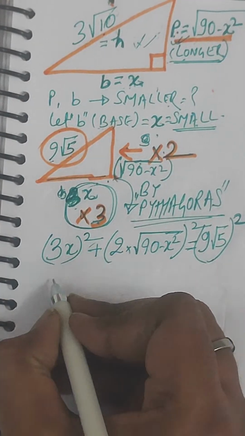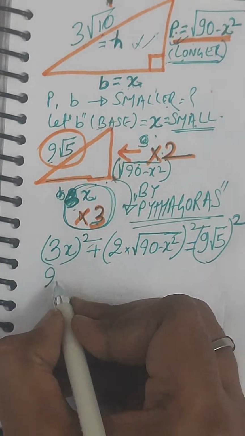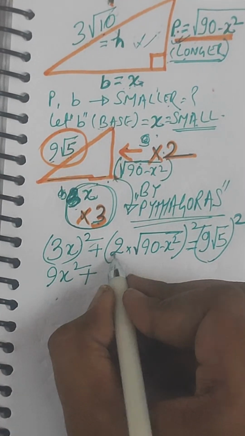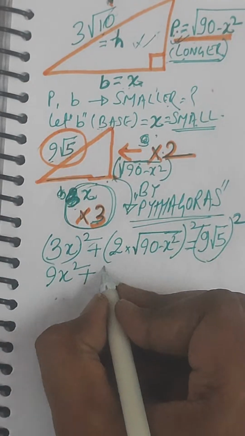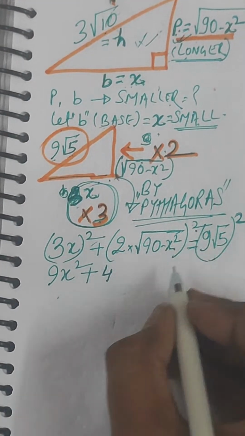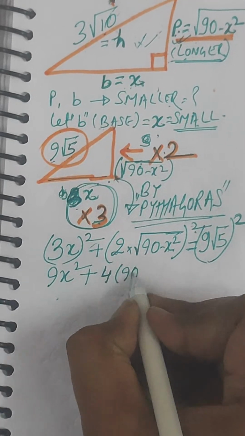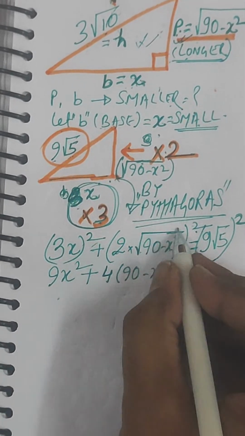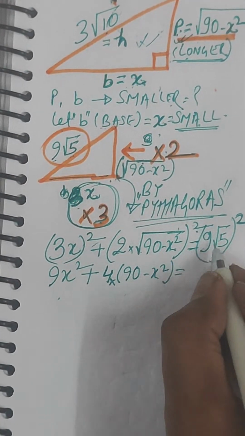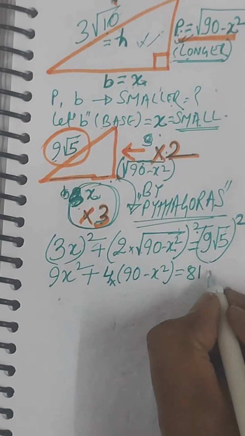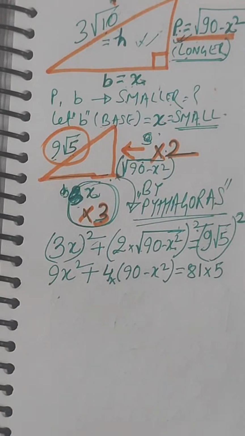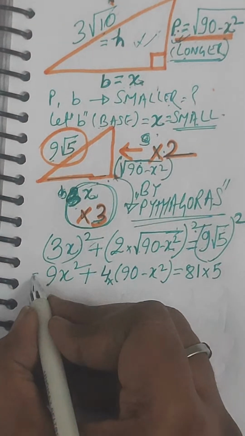So 3x whole square will be 9x square, plus 2 square will be 4 times, and root over 90 minus x square, when squared, will be 90 minus x square. The root will be removed. So this is equal to 9 root 5 into 9 root 5. 9 into 9 will be 81, and root 5 square will be 5. The root will be removed, right? Now just solve it.